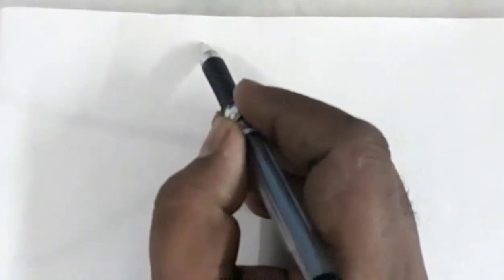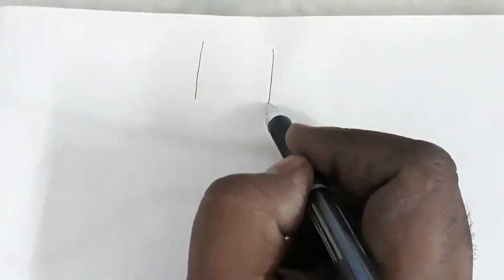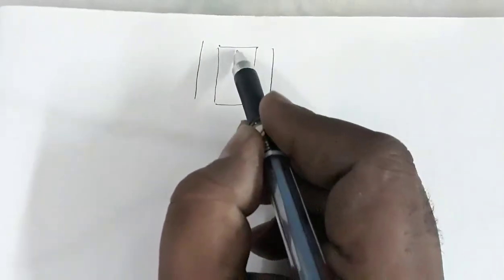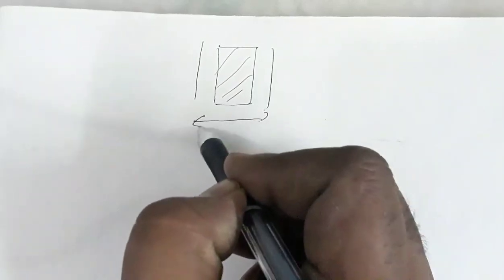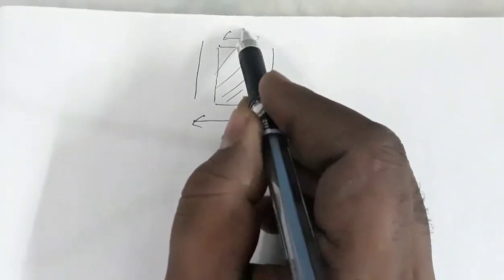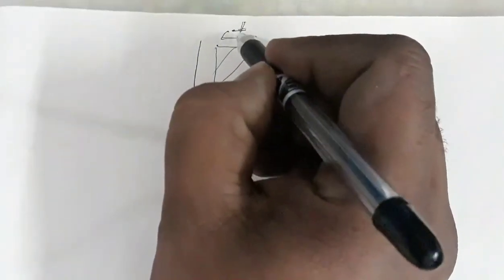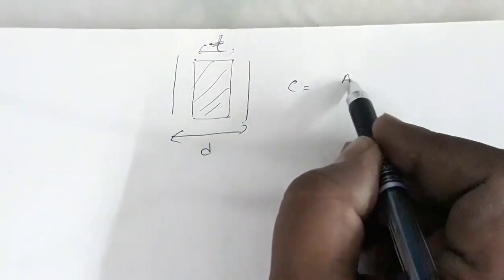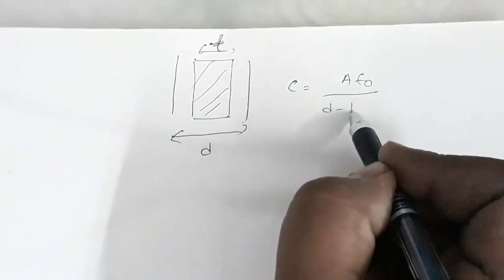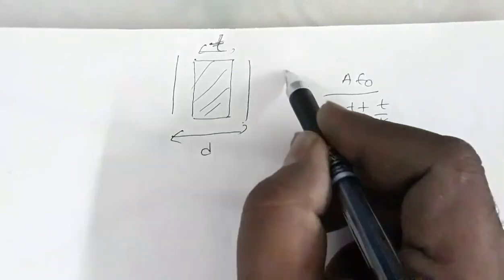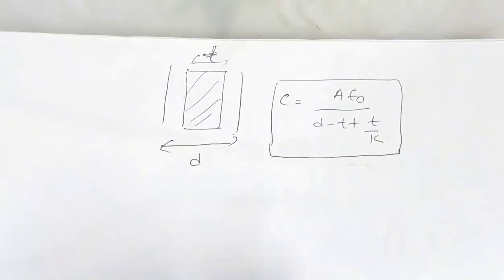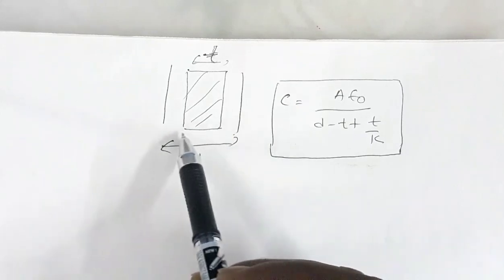Next is, if you have a parallel plate capacitor, and the space between the parallel plates is filled by a dielectric. Suppose the plate separation is D, this is T. T is the thickness of the dielectric. Then the capacitance is given by C is equal to A epsilon naught divided by D minus T plus T by K. So this is the expression for the capacitance of a parallel plate capacitor with a partially filled dielectric.